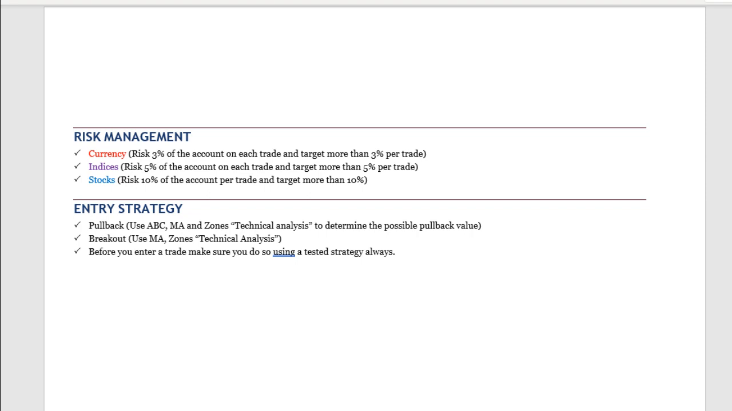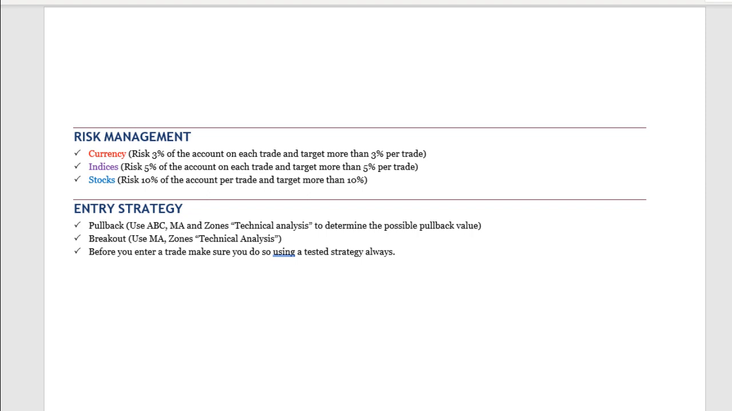So on indices, I risk 5% because you guys know indices are fast. So I try to risk 5% of the account on each trade and target more than 5%. Obviously, stocks, like I said, I'm a swinger, so I just risk 10% and let it run for a month or even 2 or so. So yeah, that is the risk management for me.